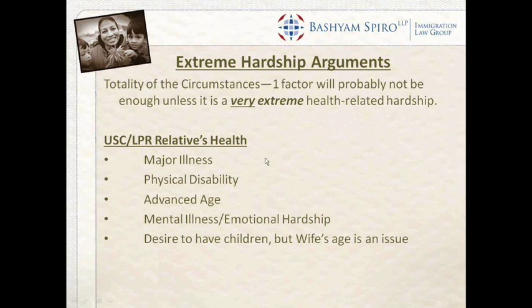And also, if the U.S. citizen or one of the spouses in the case is around the age of 33, 34, 35, 36, or even a little older, I definitely think that if the couple wants to have children, then that can be an issue as well.